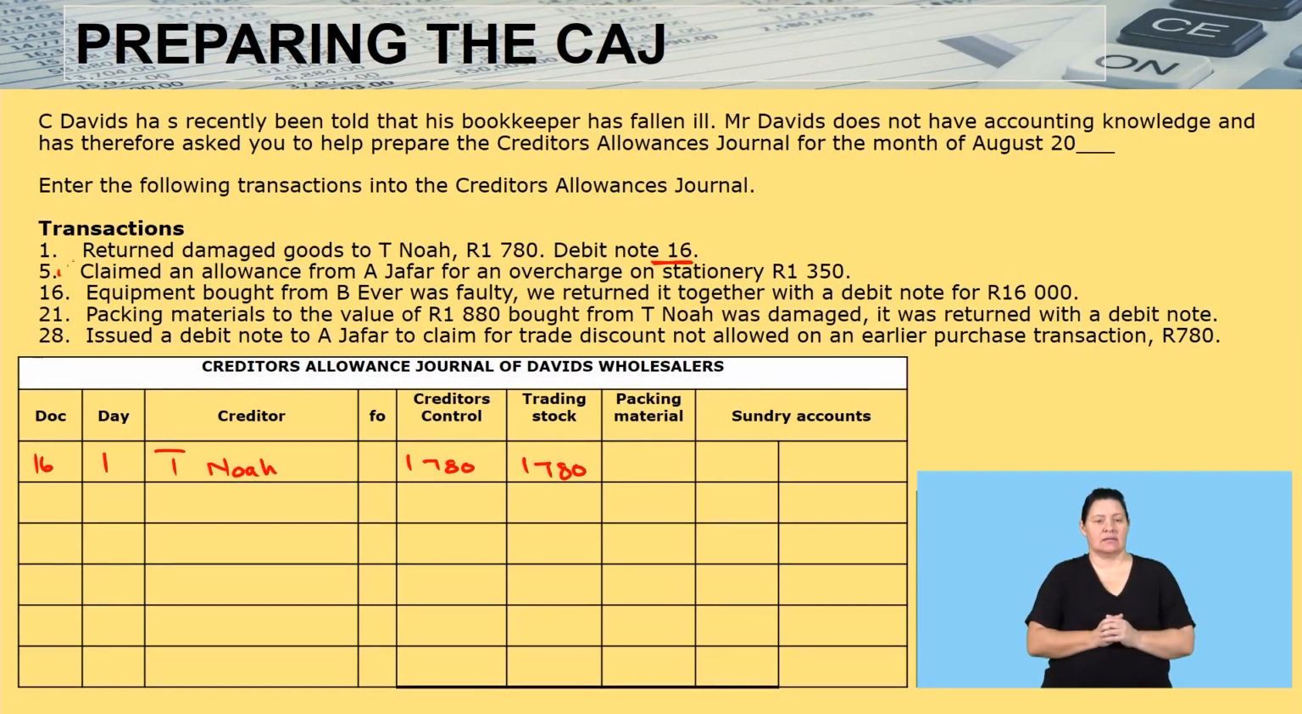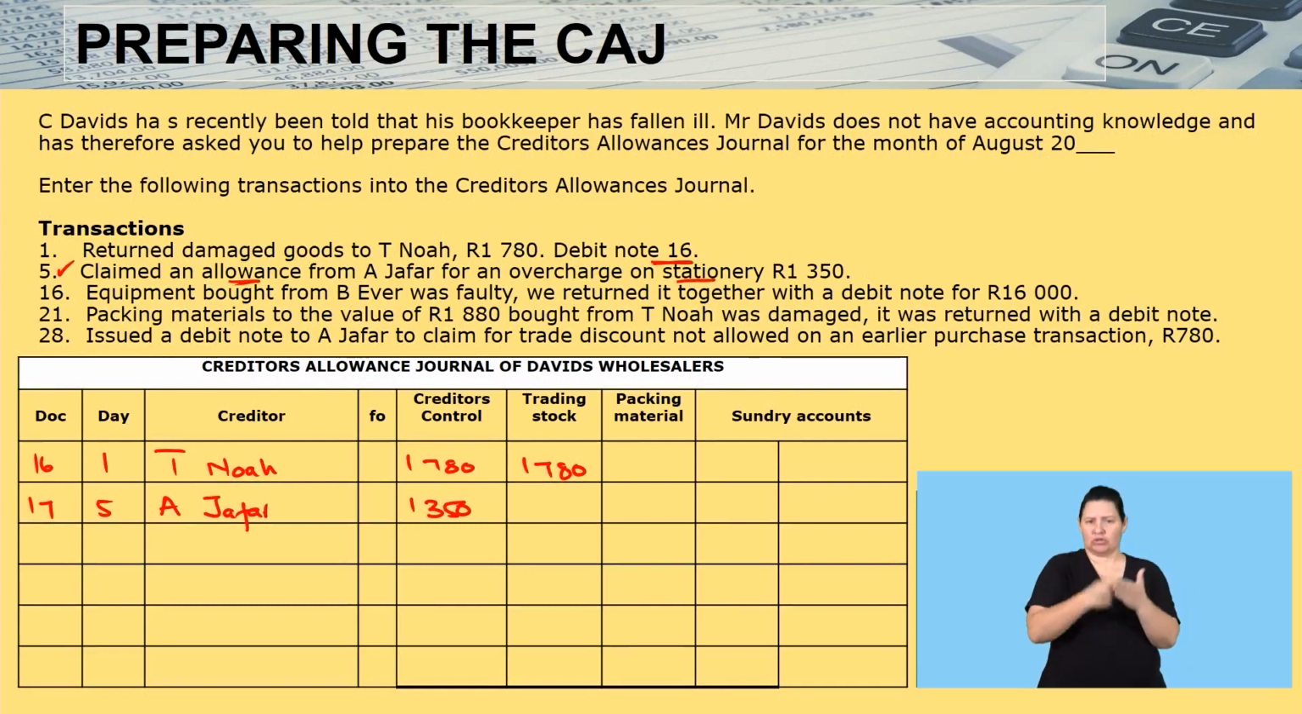The next one, on the 5th, reads: claimed an allowance from A. Jaffa for an overcharge on stationery, 1,350. So my document number is going to be 17 and the day is the 5th. The name is A. Jaffa and the amount is 1,350. But here we claimed an allowance for an overcharge on stationery, so I need a column for stationery, which I don't have. So I'll come to sundry accounts, 1,350, and then I'll say stationery.